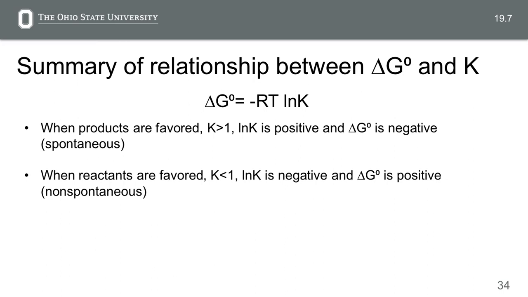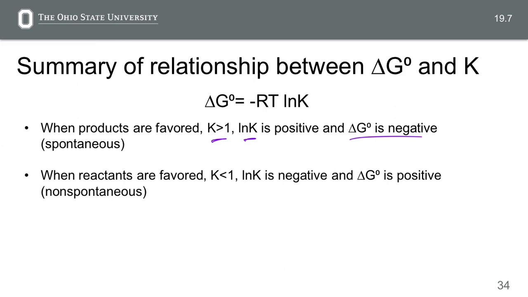When we're looking at a relationship between delta G and the equilibrium constant, to use this equation, delta G naught equals minus RT natural log of K. If we have a reaction that's product favored, K is greater than 1, ln of K is positive, and delta G is negative, and so that suggests we have a spontaneous reaction. Okay? So we're working through just looking at the sign for that mathematical equation.